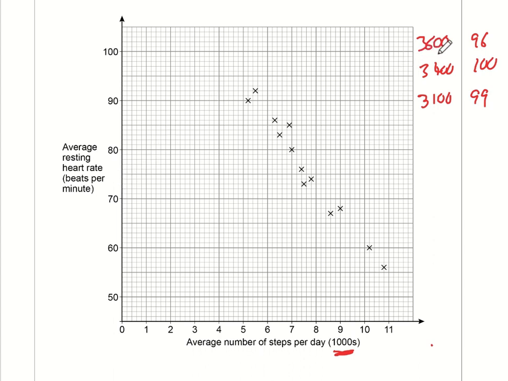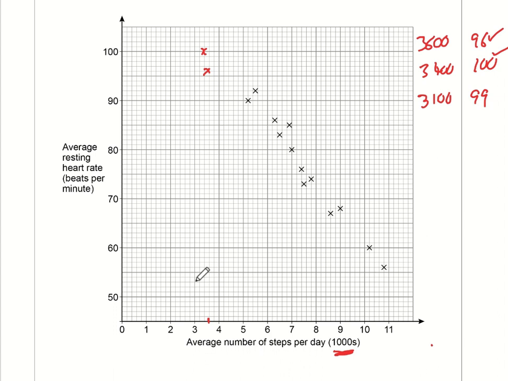So we want 3,600, so therefore here's 3,000, 3,200, 3,400, 3,600. So that's 3 lines over from the 3, and we're going up to 96. Here's 90, 95, 96, and there's the 3 across from there. So 1, 2, 3 is there. So that one's been done. 3,400, so that's 2 across from the 3 up to 100. So 100 across 2, there we go, done.